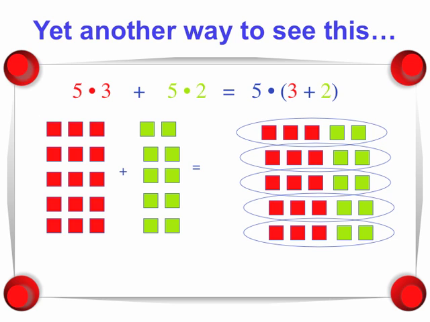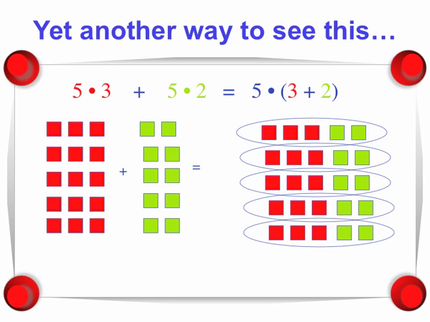On the right-hand side, I've showed you an undistributed version of the same problem. And what I've done is I've grouped the same number of red and green blocks into 5 equal groups. That's the 5 outside the parentheses. So there's 5 equal groups there. And within each group, we have 3 red blocks plus 2 green blocks.